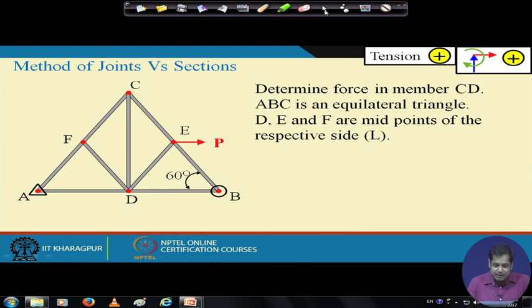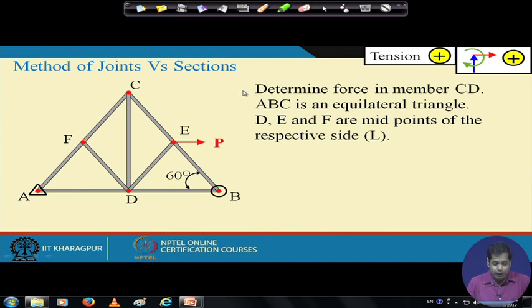Now, just to appreciate the method of section in a better way, let us analyze the same structure using both methods, method of joints as well as method of section. Let us start with method of joints and see what steps need to be performed, and vis-a-vis if we apply method of sections, what steps are required.